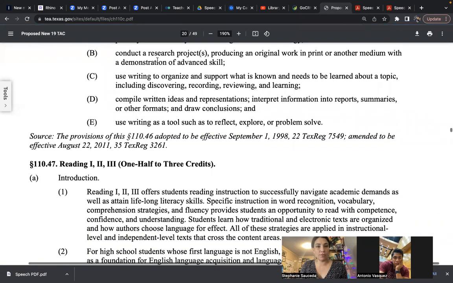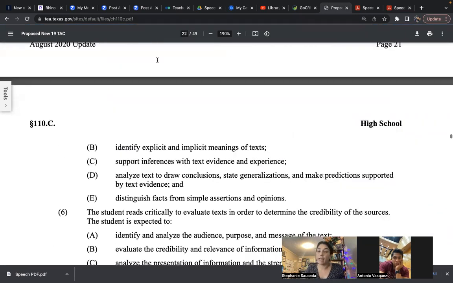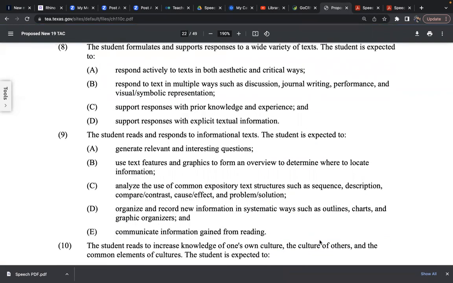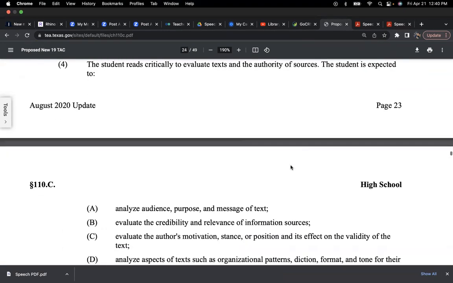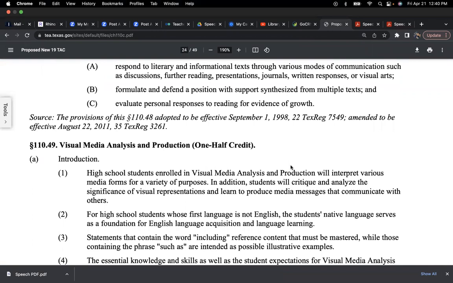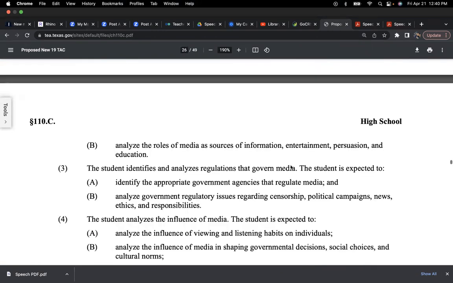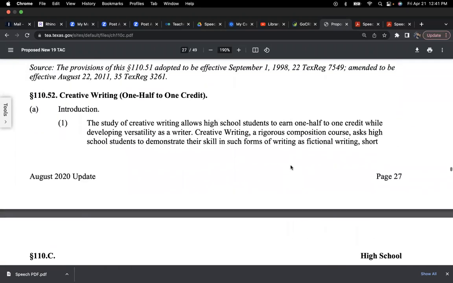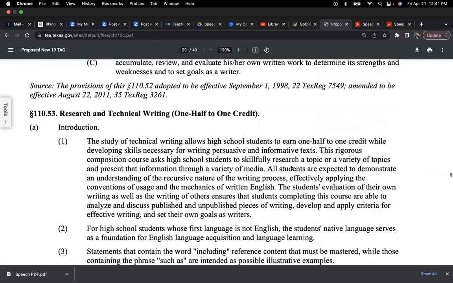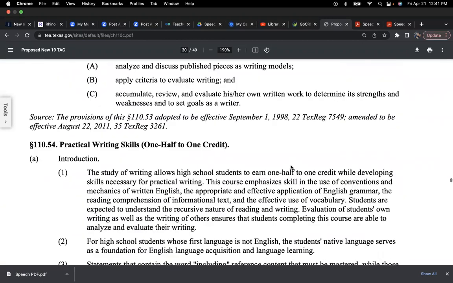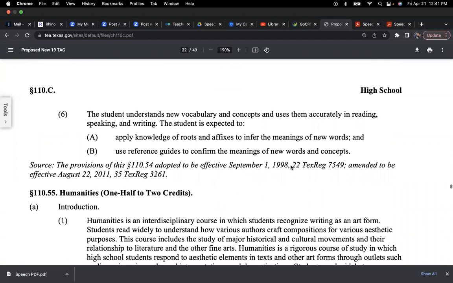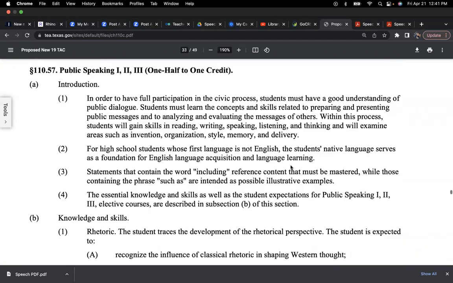I don't know why I haven't thought of doing this before. So here's reading. I'm getting to where it is, and I can also write down what page number it is that I need to erase to. Visual media analysis, literary genres, creative writing. Okay, now it's at the end. Research and technical. We're getting closer. Practical writing. It was after one of these. Humanities for sure. Maybe after this.